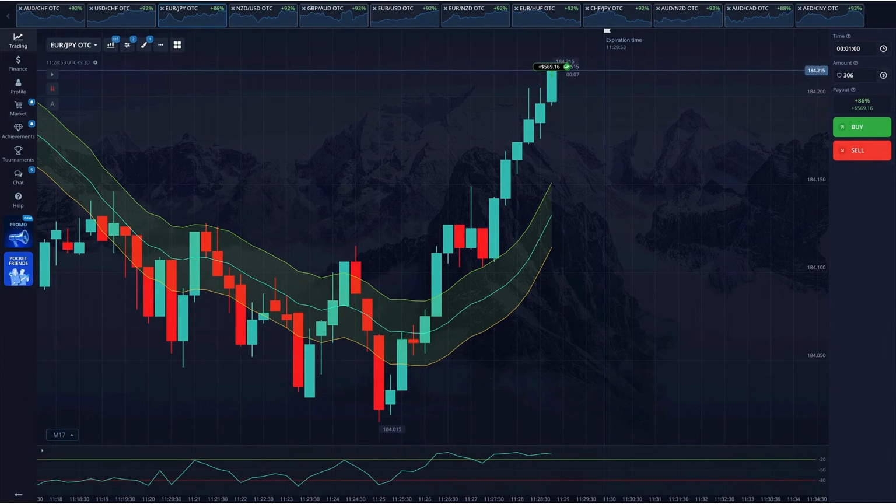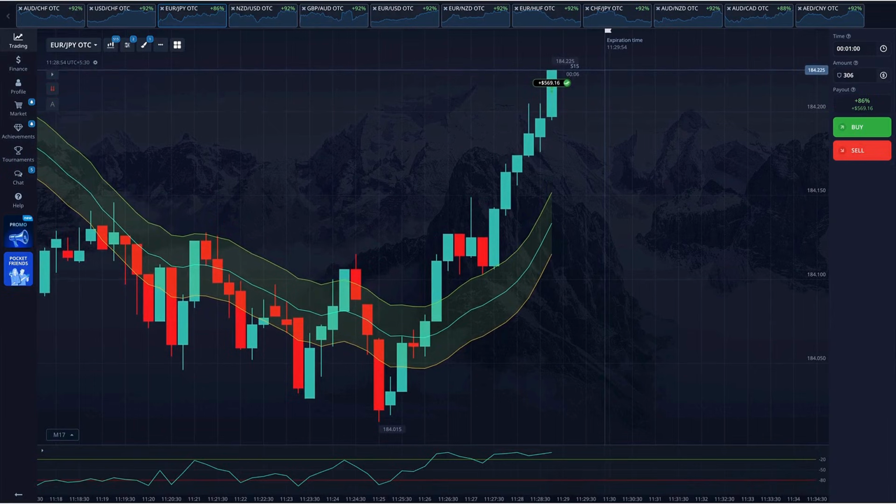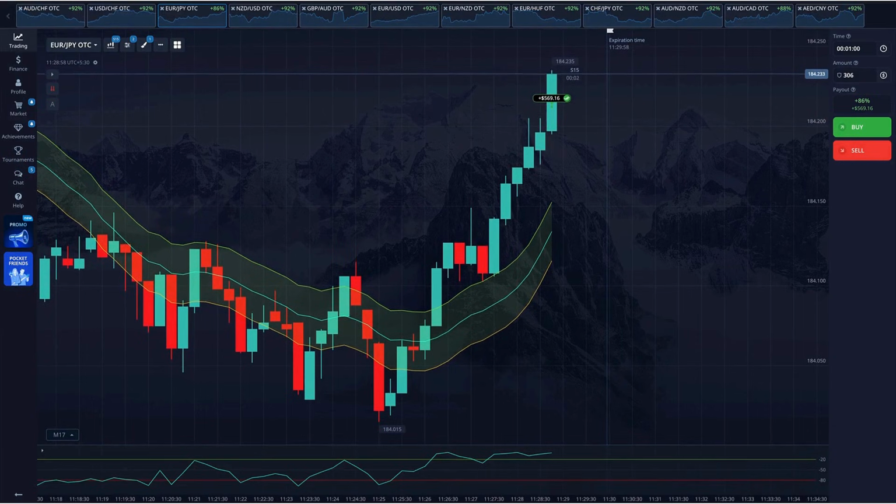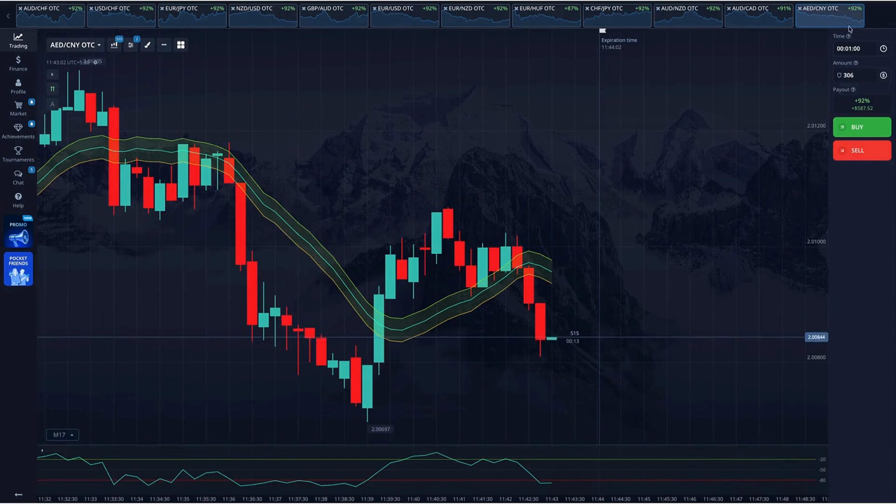The price finished significantly higher than our entry, proving that when you combine a clean envelope breakout with extreme momentum confirmation, you aren't just guessing. You are following the math of the market. Now let's look at the perfect setup for a downward explosion.